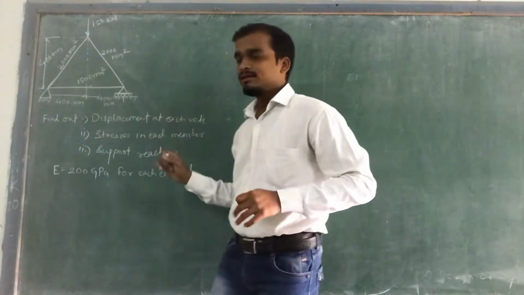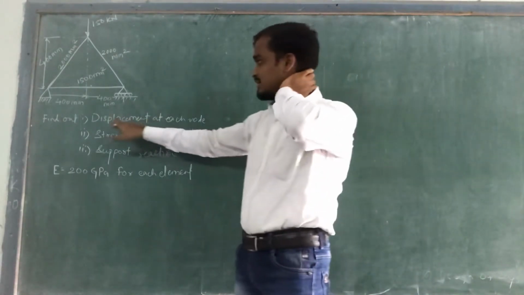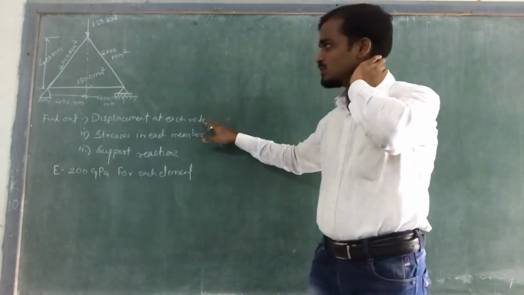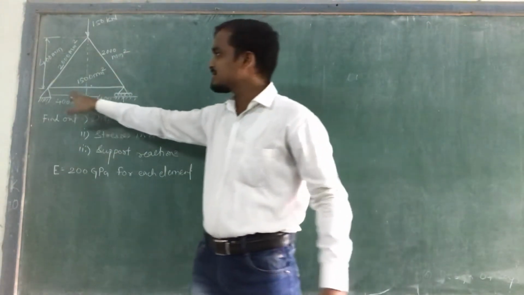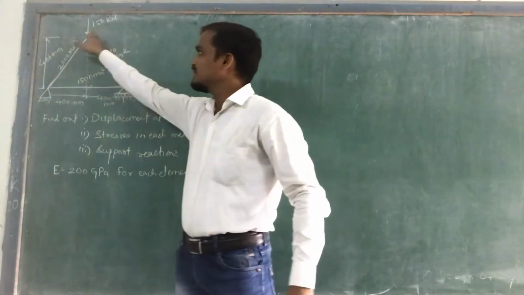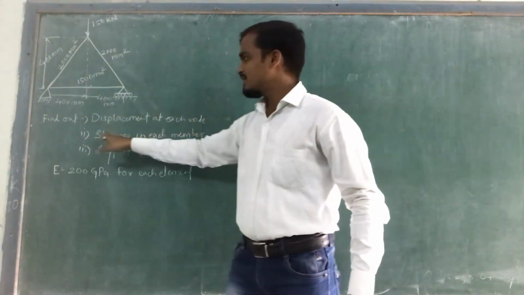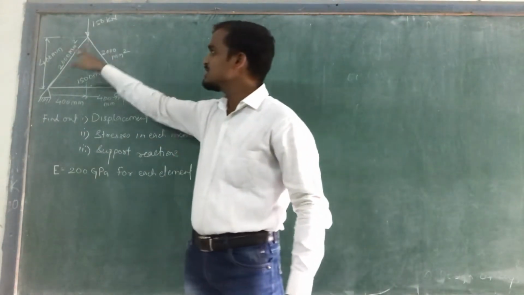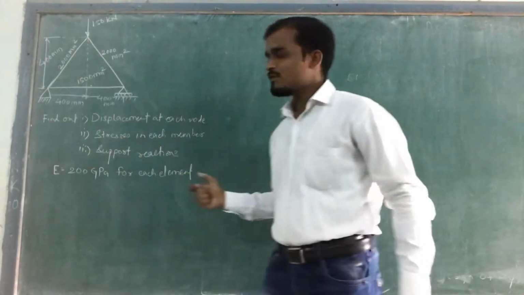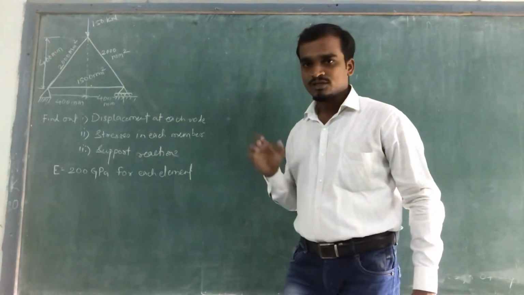And here it is asked to find out, first, the displacement at each node. Displacement at each node means, as there are 3 elements, there are 3 nodes: 1, 2 and 3. So find out the displacement at each node. Second is to find out the stresses in each member, means stresses in each bar element. The next is to find out the support reactions.